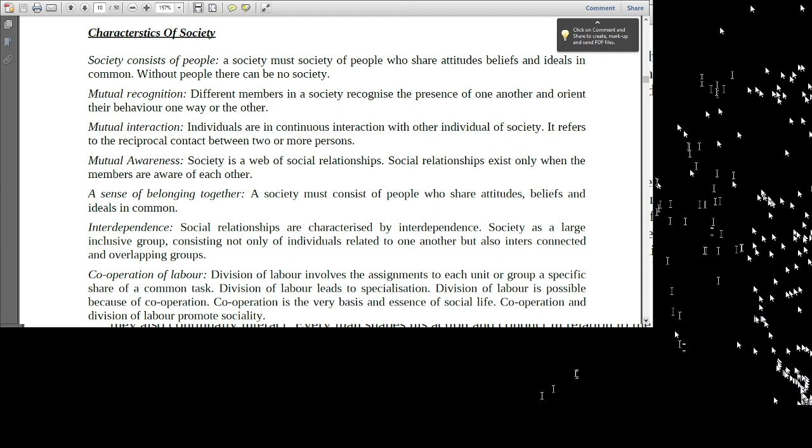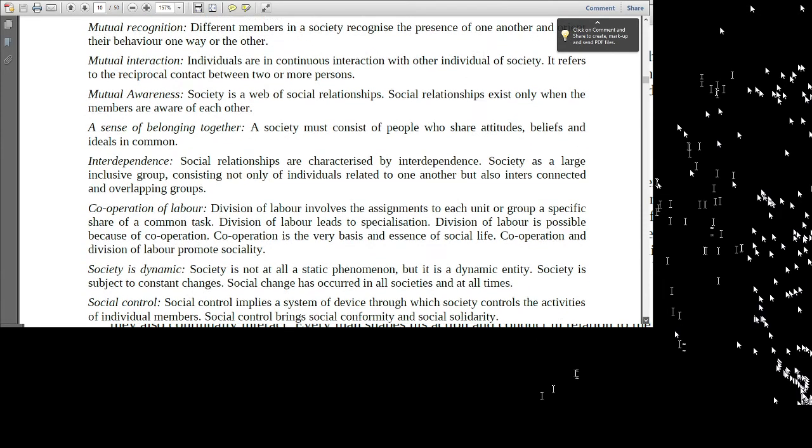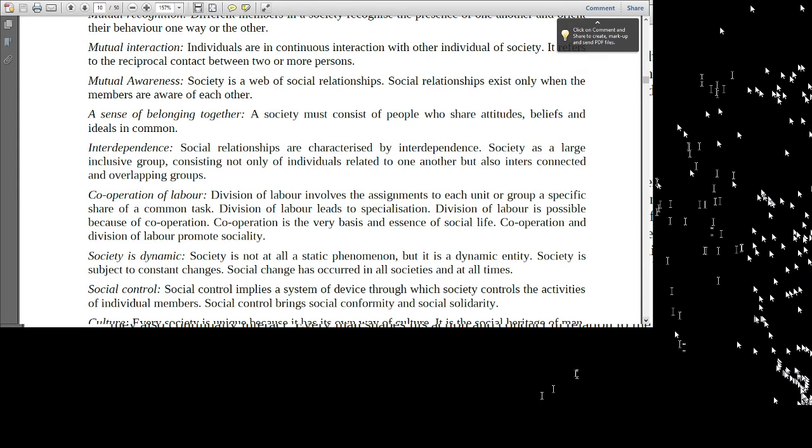Another characteristic of society is interdependence, and another characteristic of society is cooperation of labor. This means division of labor involves the assignment to each unit or group of a specific share of a common task. And this division of labor leads to specialization.